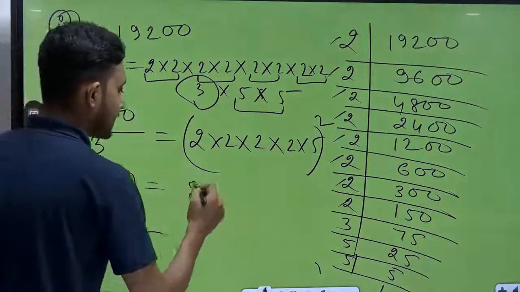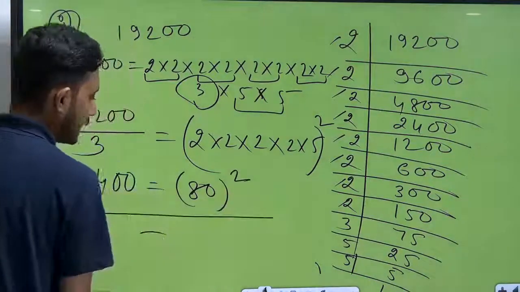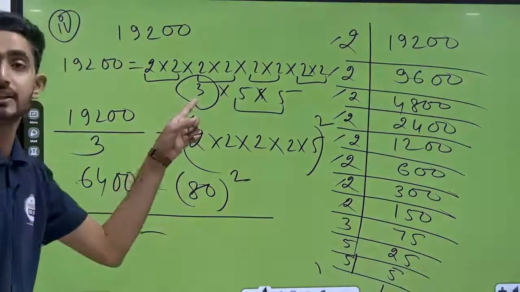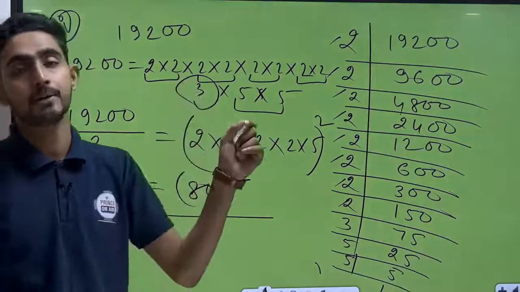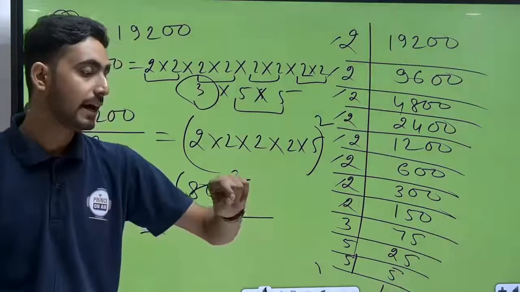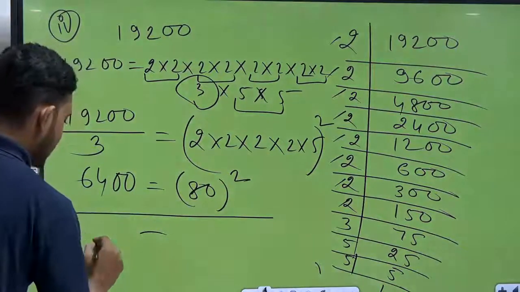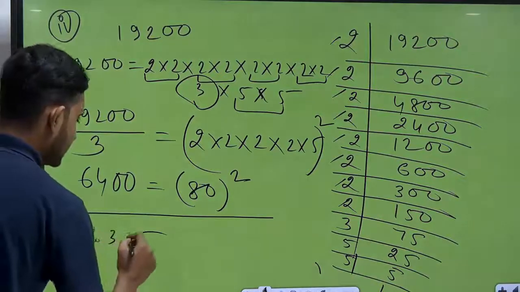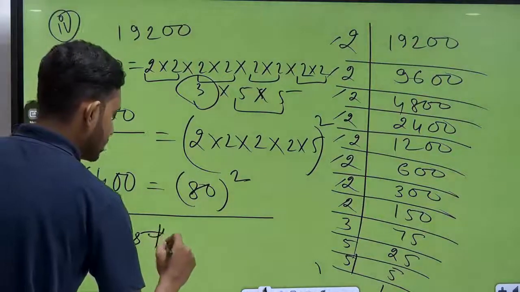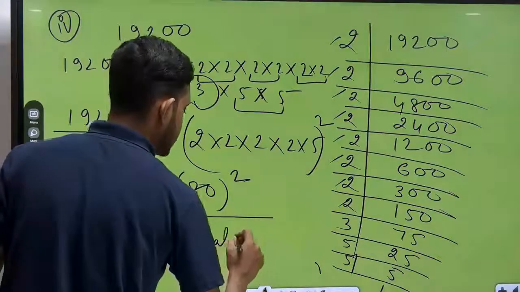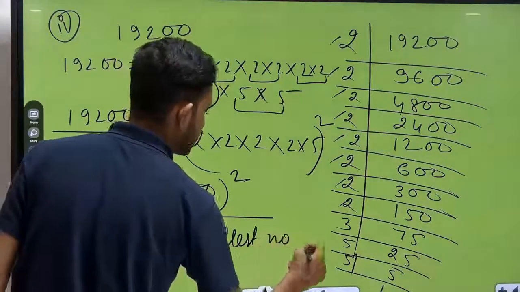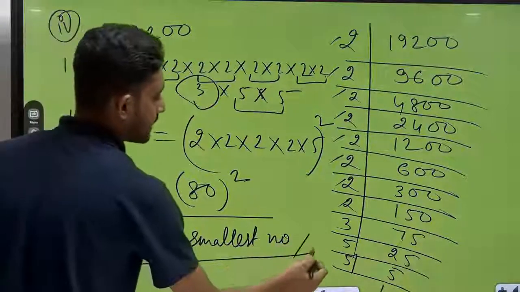That means your answer is 100% correct. And so write down here, answer will be 3. 3 is the smallest number that you have to divide, and this will make a perfect square. Okay, so write down 3 is the smallest number. Done. That is your correct answer.